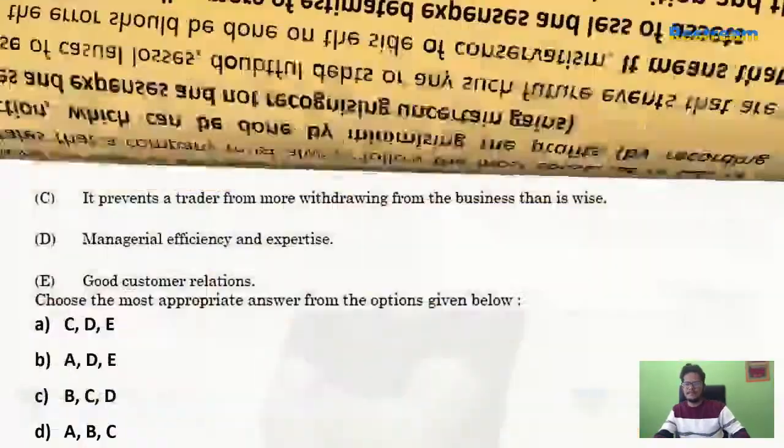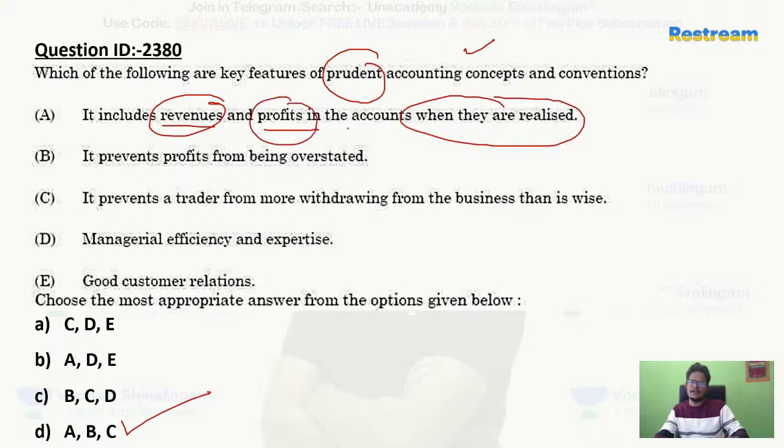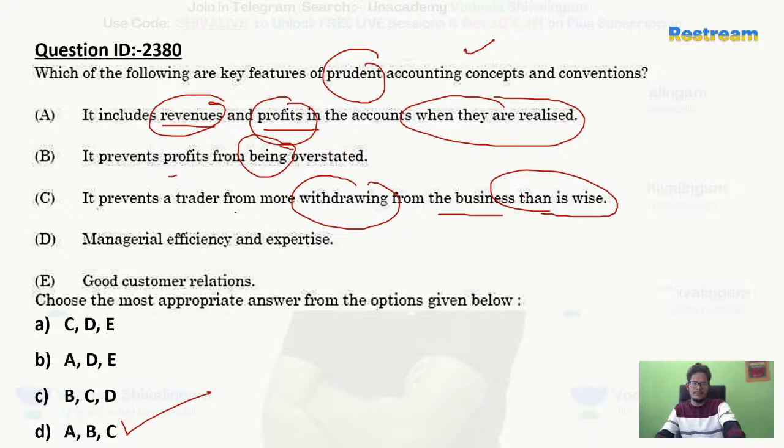Option D is the correct answer. It includes revenue and profits in accounts when they are realized. And here B, it prevents a profit from being overstated, because the prudent concept says to account for the estimated future losses, but do not record the estimated future profits. Revenues and profits we will record only when they are realized, but we will estimate the future losses in advance and record for them. It prevents a trader from withdrawing more from the business than is wise, because losses are being shown more, so in such a case the amount available for withdrawal will be less.